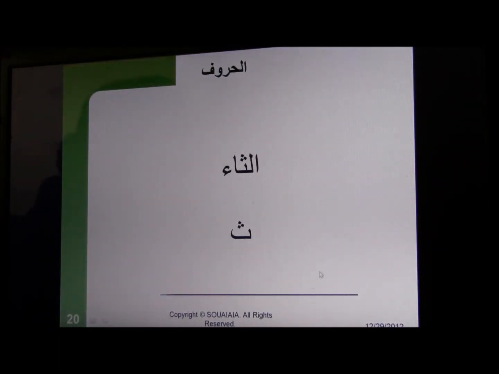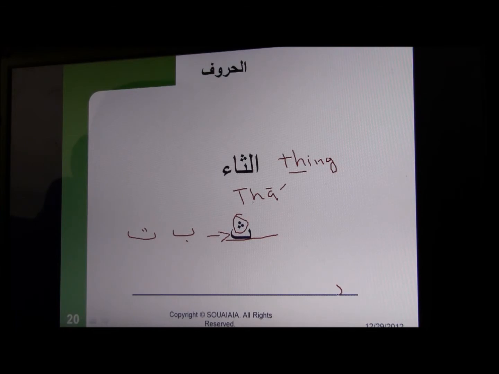The next letter is Thaa. So this is like thing. The sound of thing. And the name of it is Thaa. And exactly like the ba and the Thaa, remember, the ba is like this, the Thaa is like this, and the Thaa is this. Just add 3 dots instead of a dot underneath or 2 dots on top, and that creates the Thaa. The way to write it is just like the ba, and put the dots.